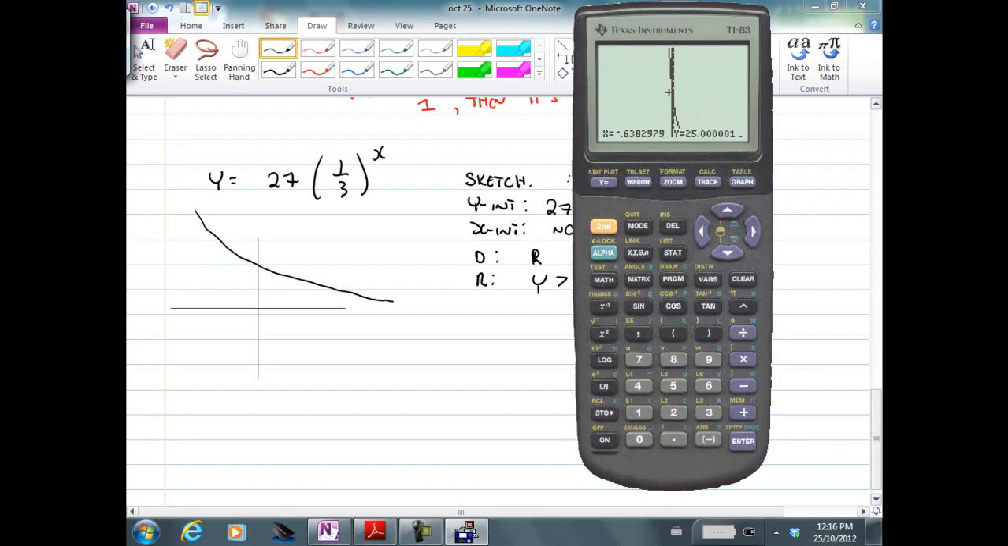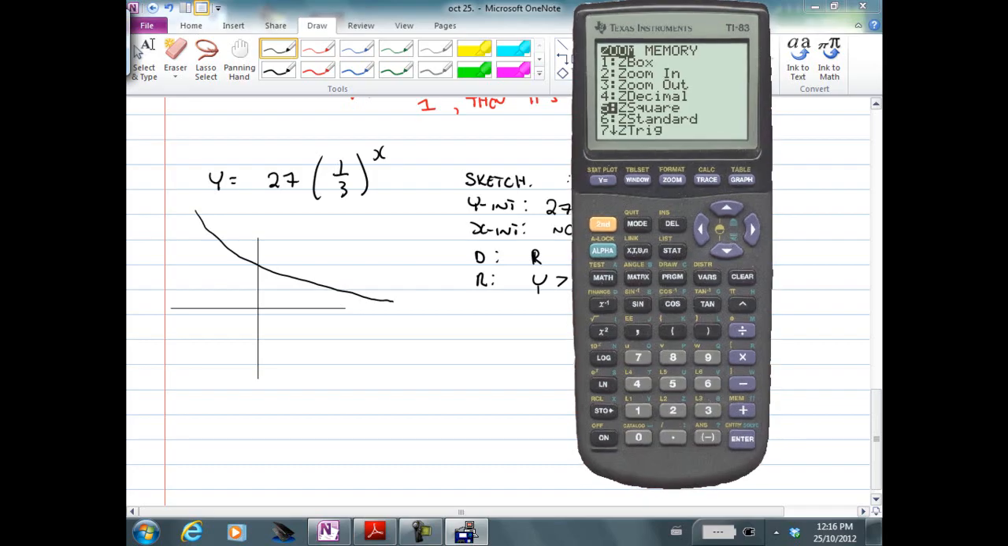I know it's fixed. Zoom stat? Yeah, that may work better because zoom fit doesn't work. So if it goes zoom stat, maybe it has a better picture. Zoom stat fits everything into one grid. There we go. So look at this. It crosses right around here, which is around 27, which I know is correct.